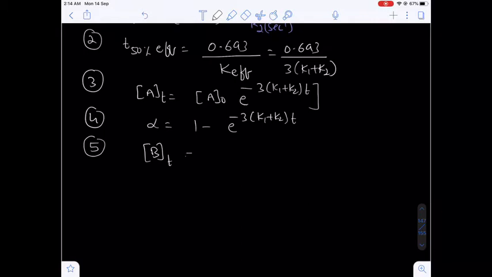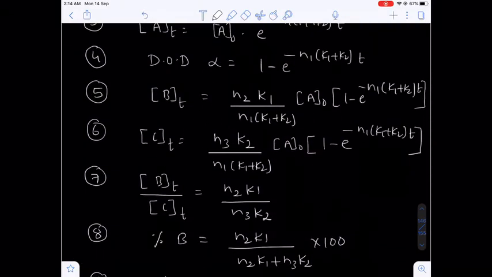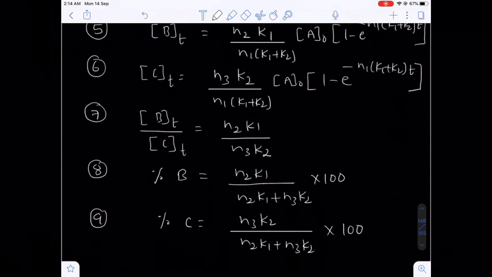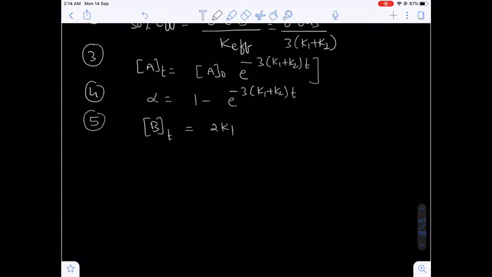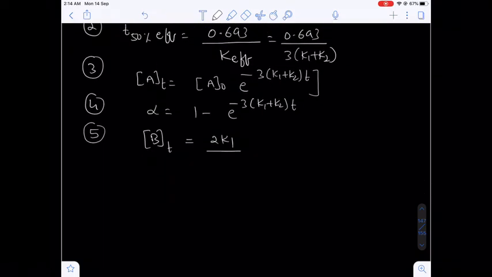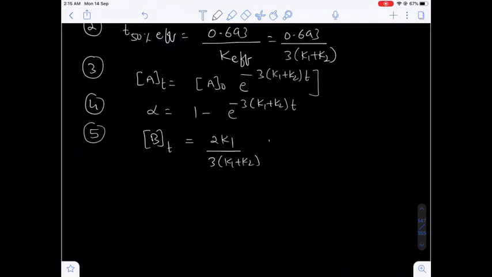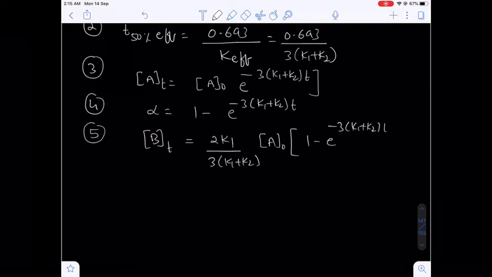2K1, that will be the N2 times of K1 divided by K effective. What is the K effective? 3 times of K1 plus K2 into concentration reactant A0 (1 minus e to the power minus K effective), that will be the 3 times of K1 plus K2 into time period. Are you getting my point?